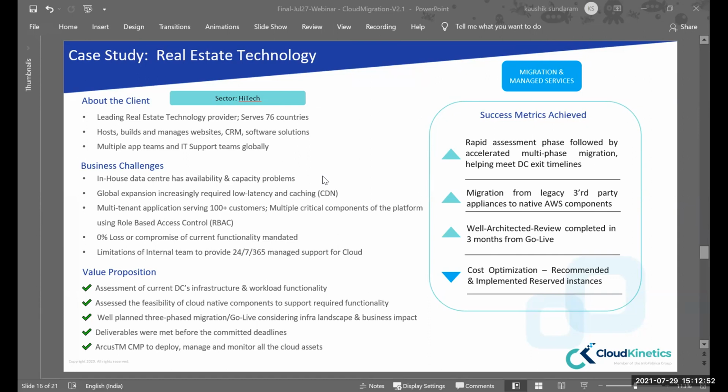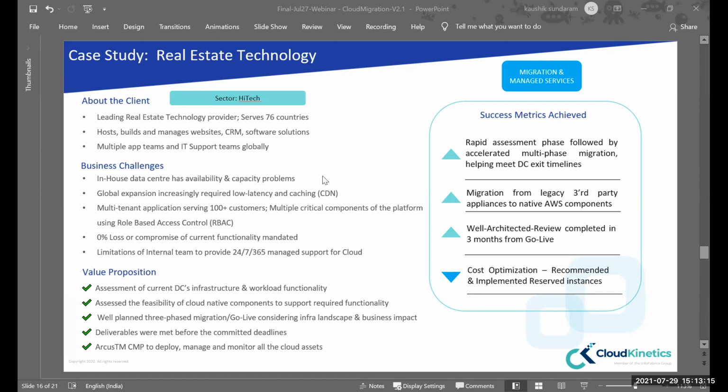As the cloud migration was on the cards, one of the limitations was that the internal IT teams were not 24/7 or 365, and they were not able to provide managed services to manage their own cloud environment. So that's when Cloud Kinetics pitched in.